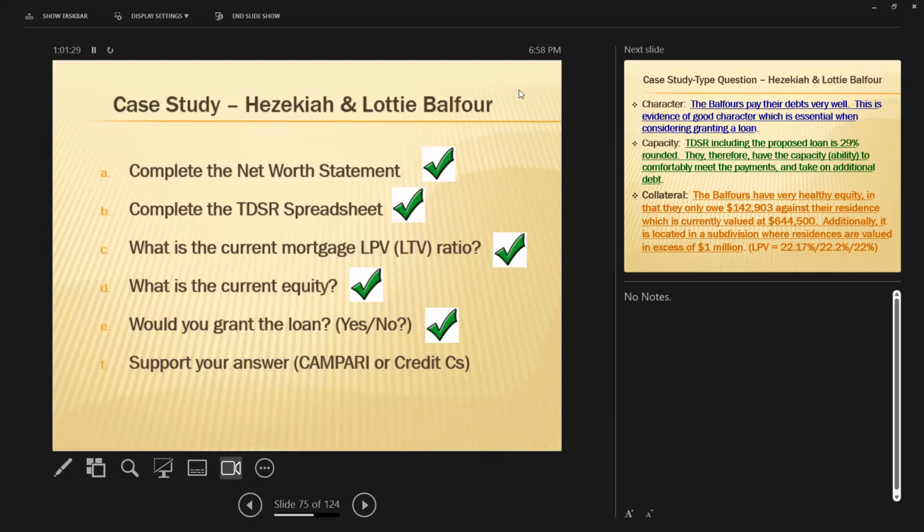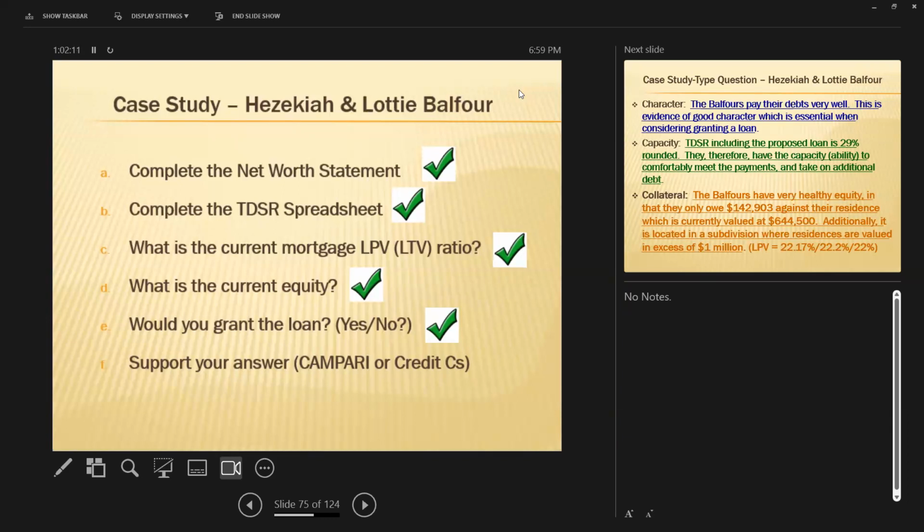You've got to make 3 valid reasons. The three valid reasons, we already said one, that they pay the accounts very well. So let's move on to capacity or ability. If it's the TDSR, you want to be a little bit more specific than that. TDSR is what? The percentage. The maximum is 45%, right? TDSR, the maximum is 45%. What is their TDSR at? 28 point something, 29. It is 29.